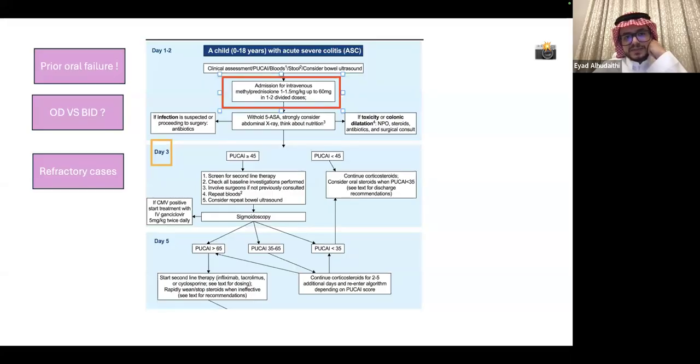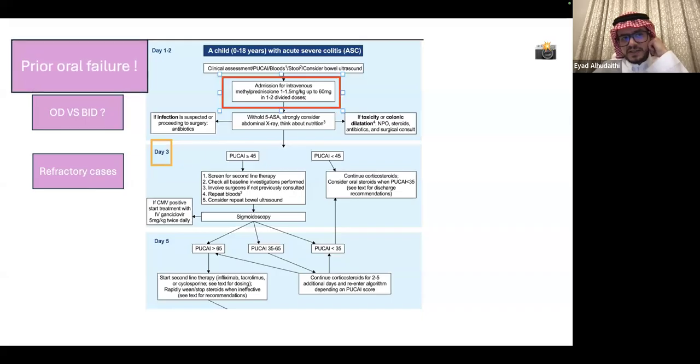So this is also from the latest guideline. We have gone through part of it, but we always come to the questions on the left, like, what if there is prior oral failure of the steroid? Would you still consider giving IV methylprednisolone?